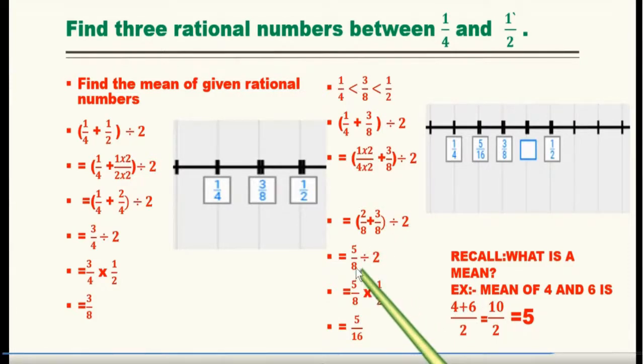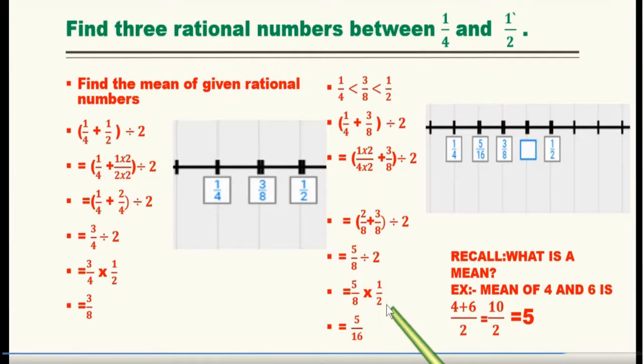Now we will find the mean. For that we will divide it by 2. On dividing by 2, you have to take the reciprocal of 2 and put the sign of multiplication. The reciprocal of 2 is 1 by 2. Mind well that we have to take only the reciprocal of the second rational number and not the first rational number.